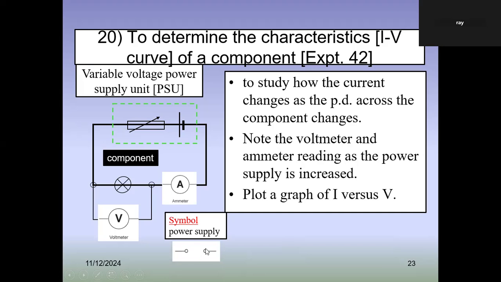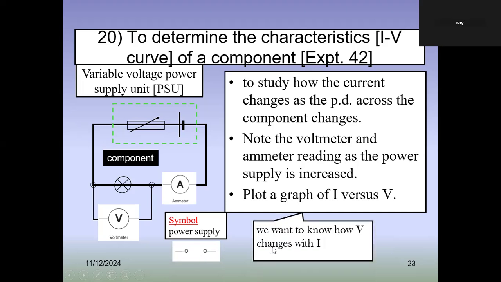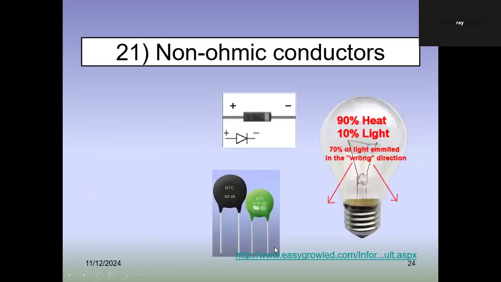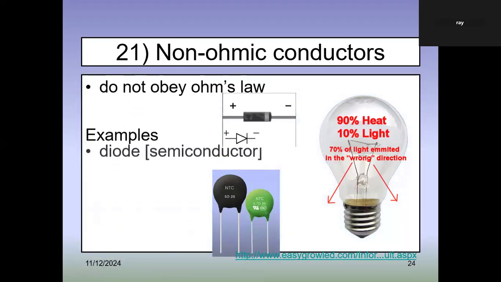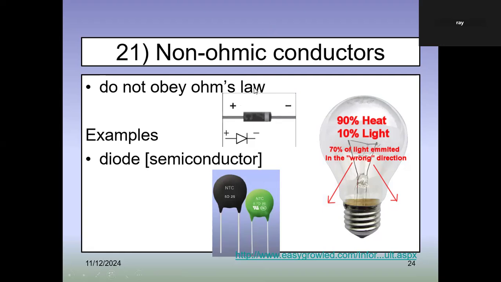That's the symbol of a power supply. So you want to know how V changes with I. Ohmic conductor. Right? These are non-ohmic conductors. They do not obey Ohm's law. Examples: diode. That's your diode, that's the symbol for a diode. Thermistor. That's a thermistor. Filament lamp.